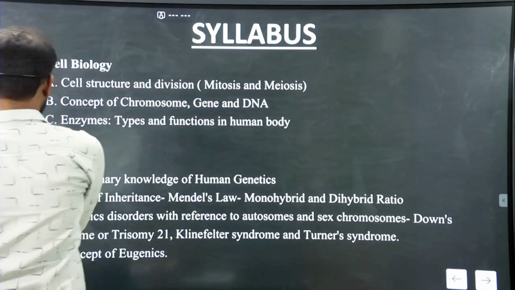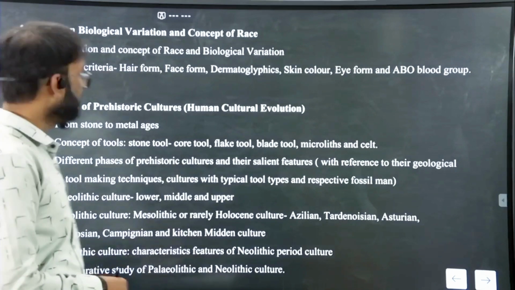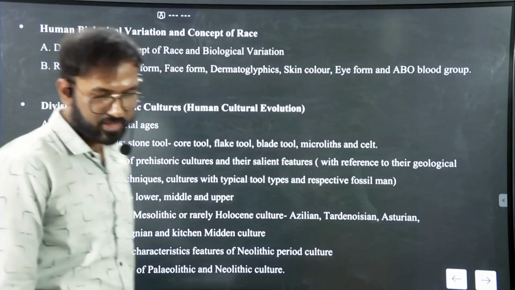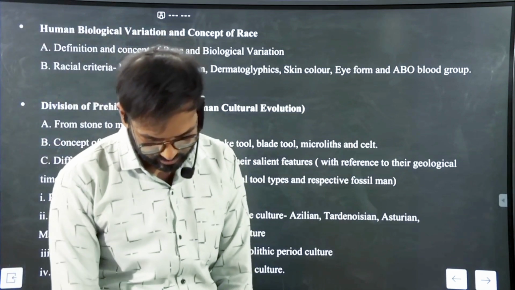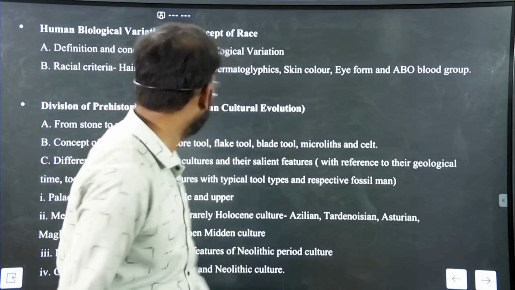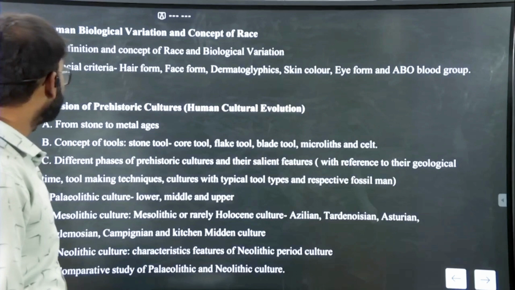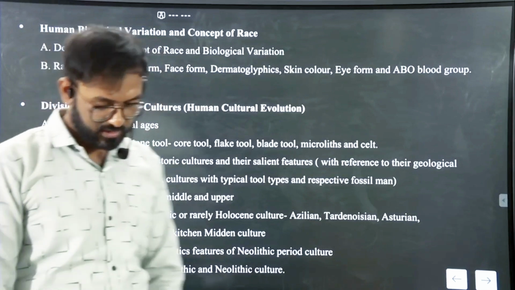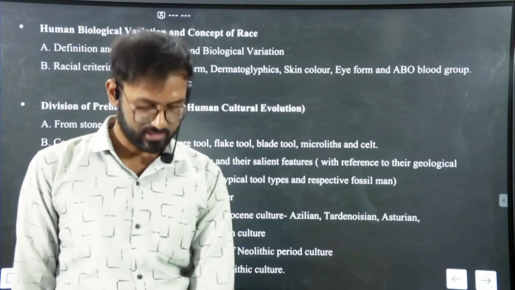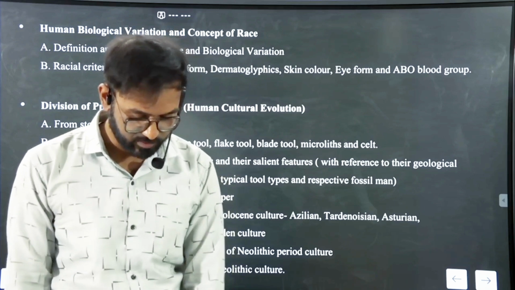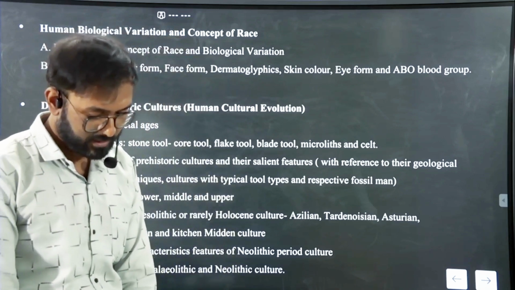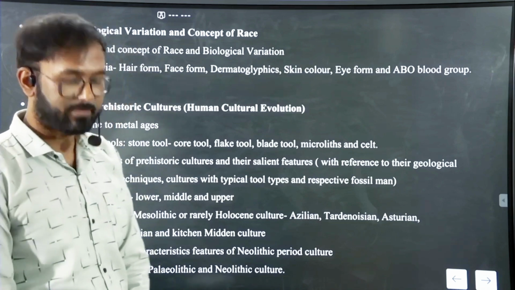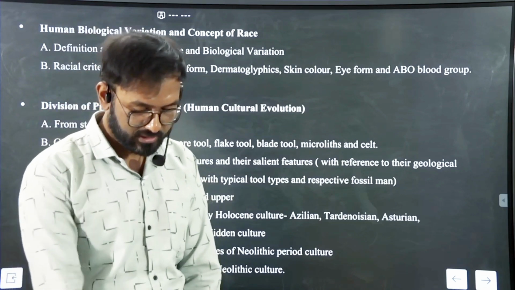So this is unit 1 and unit 2. And unit 3 is human biological variation and the concept of race: the definition and concept of race, and then racial criteria such as hair form, face form, dermatoglyphics, skin color, eye form, and ABO blood group. The first 3 units are related to biological anthropology, which are cell biology, genetics, and human biological variation and the concept of race. In the old syllabus it was physical anthropology. So you have to study more in this pattern because these units are related to biology.